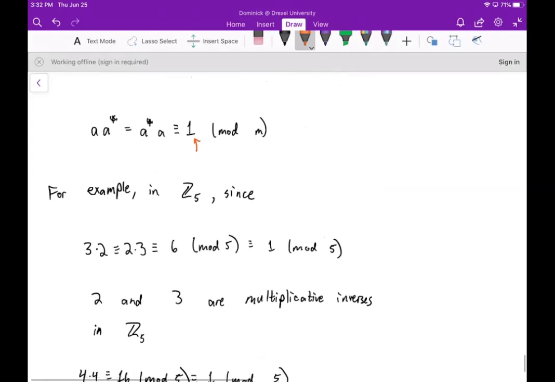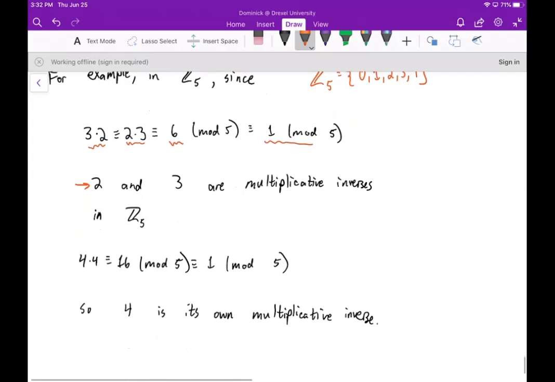So for example, if you look at Z5, which by the way, let me just write this out in case you're confused. Z5 is 0, 1, 2, 3, and 4. Now, if you look at 3 times 2, which is the same as 2 times 3, that would be congruent to 6 mod 5, right? But since we're looking at mod 5, this would give a remainder of 1. So this is congruent to 1 mod 5. So that tells me that 2 and 3 are multiplicative inverses in Z5, right?